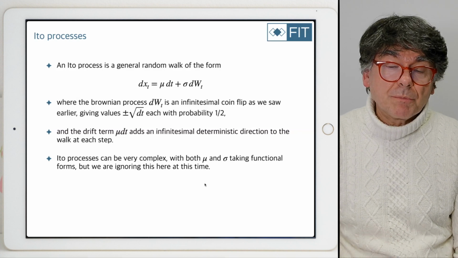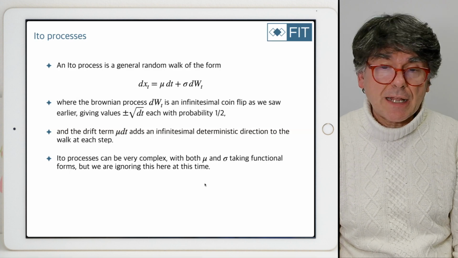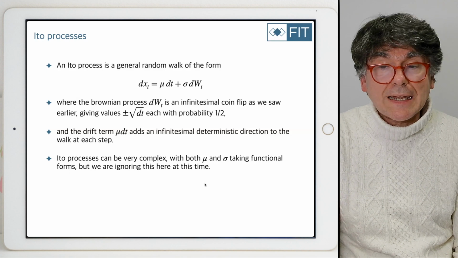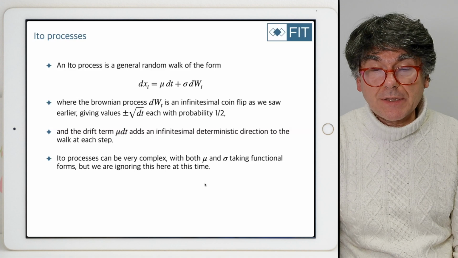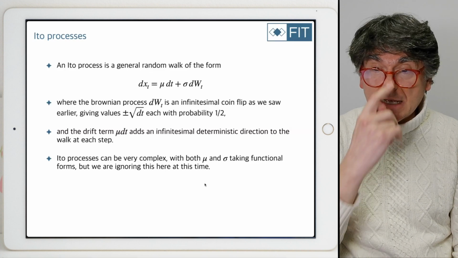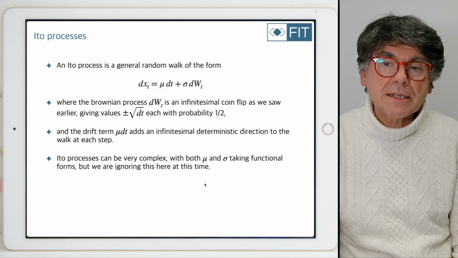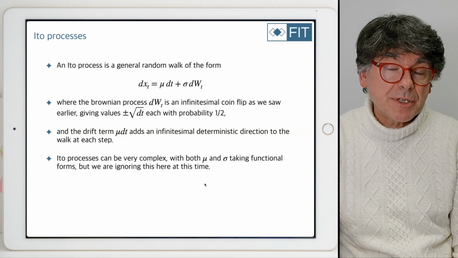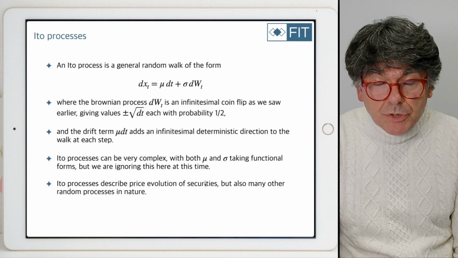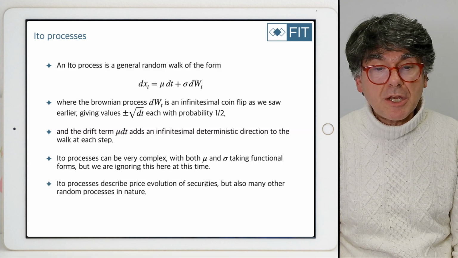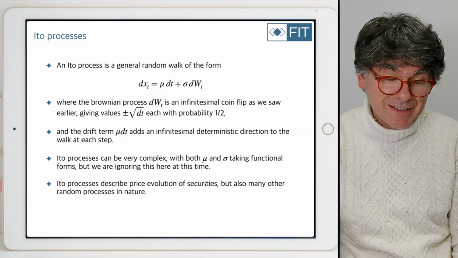Ito processes can be very complex, with mu and sigma taking functional forms. They can depend on many variables and this and that. They can depend on X also. We're not going to do that here in this course. Again, if you want that, there are entire courses devoted to developing that. I'm happy that you understand the relationship between the size of the randomness and the size of the deterministic steps that we take. We will use them for securities, but they're used to describe many other processes in nature. Well, we started with pollen and dust. This is what Brown was doing.